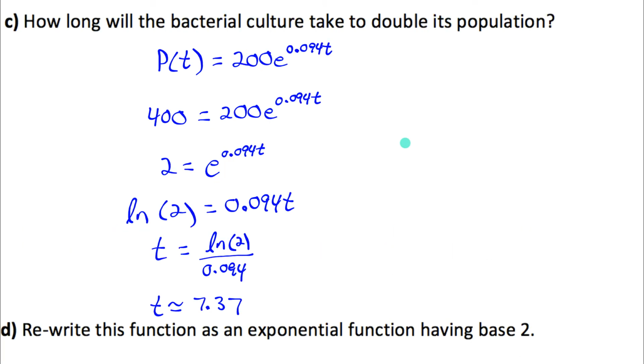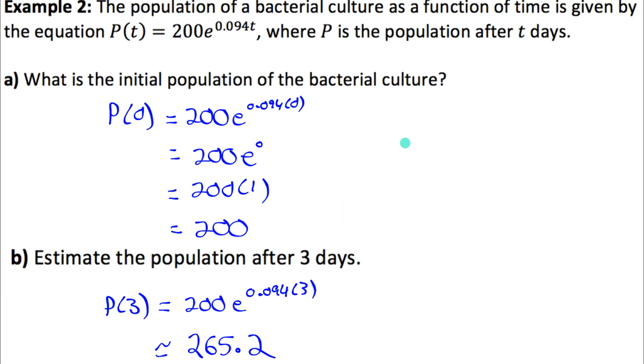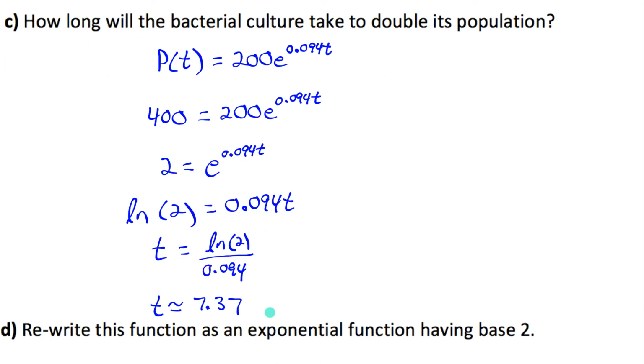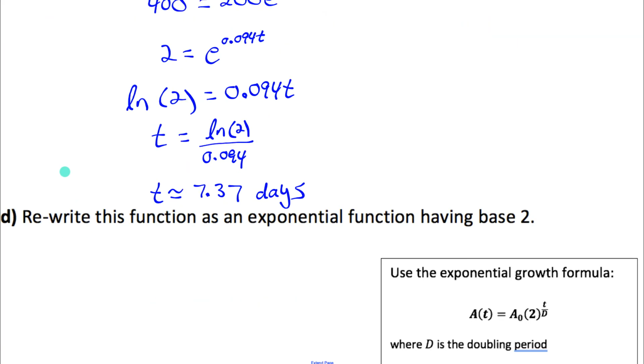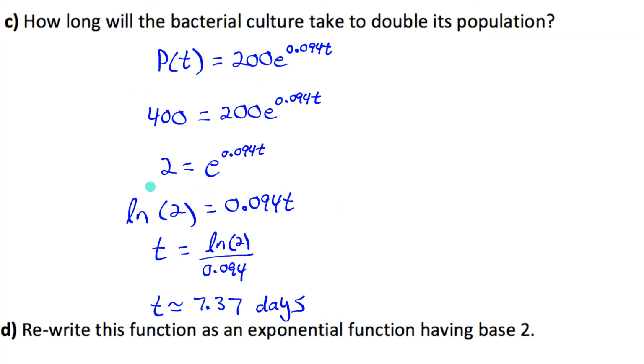And what units are we in for this question? It says that t is the number of days. So 7.37 days, that's how long it takes to double. It doubles once every 7.37 days. Notice the original function had a base e power. So we took the initial population of 200 and multiplied it by Euler's number, 0.094 t times.